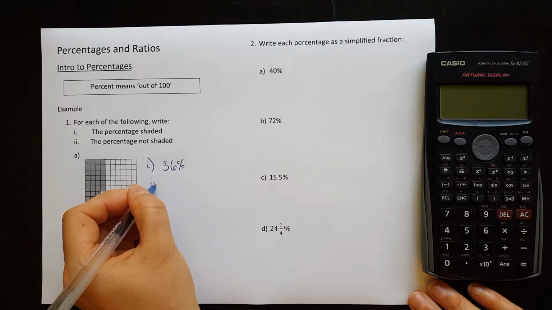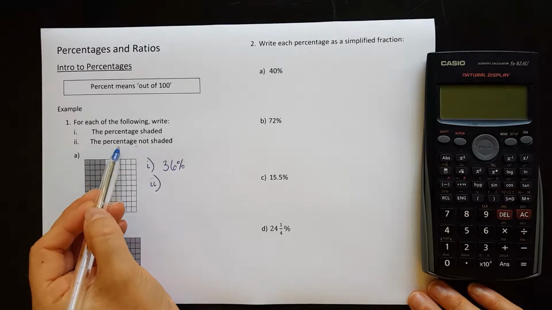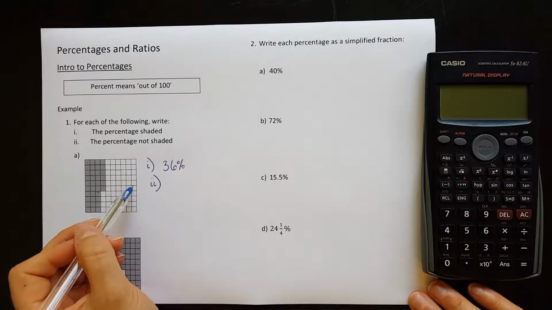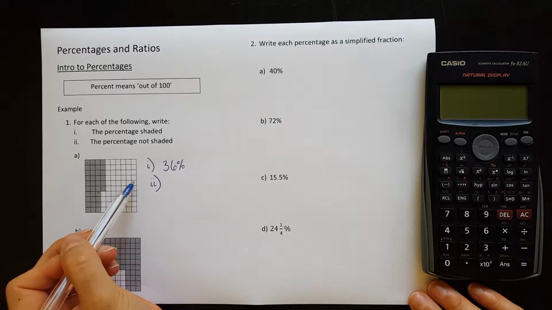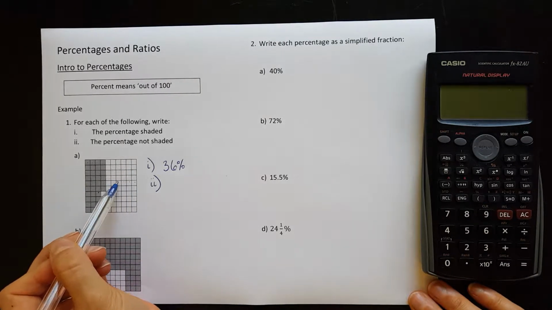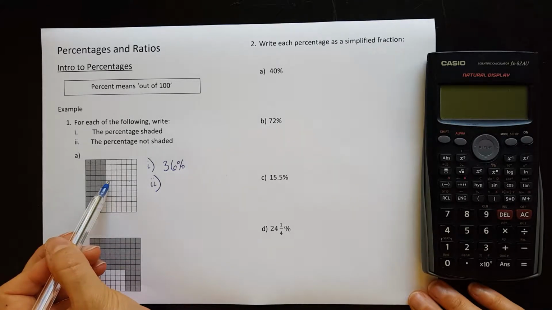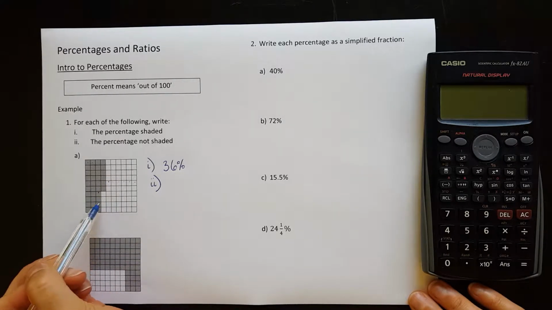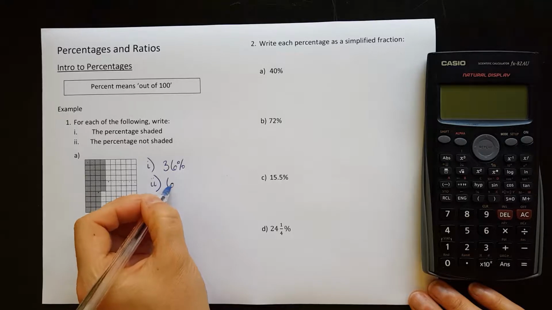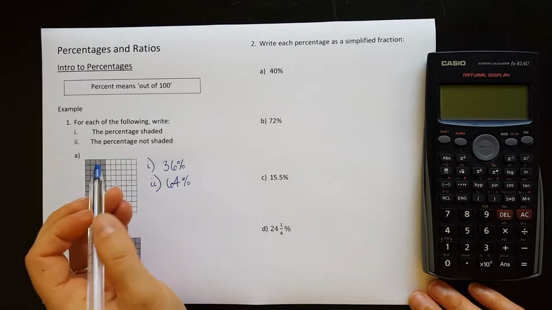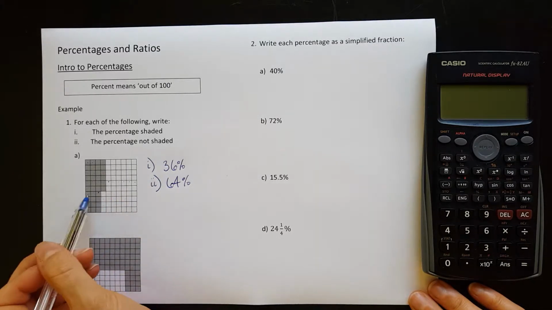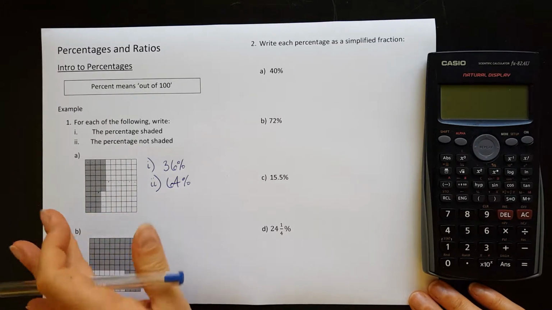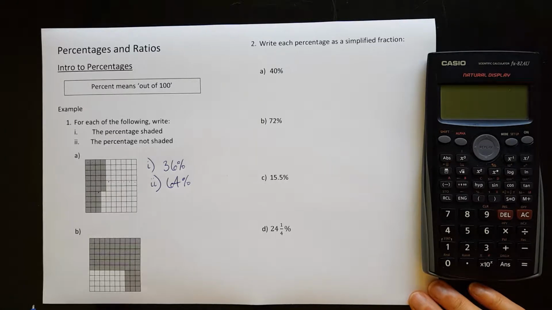Then for part 2, it asks to find the percentage that is not shaded. So that's the rest of these white ones over here. Let's first of all count the complete rows that we have: 10, 20, 30, 40, 50, 60, 61, 62, 63, 64. And as you can see, if you add those two numbers together, that would make 100, because the complete diagram altogether would make 100%.